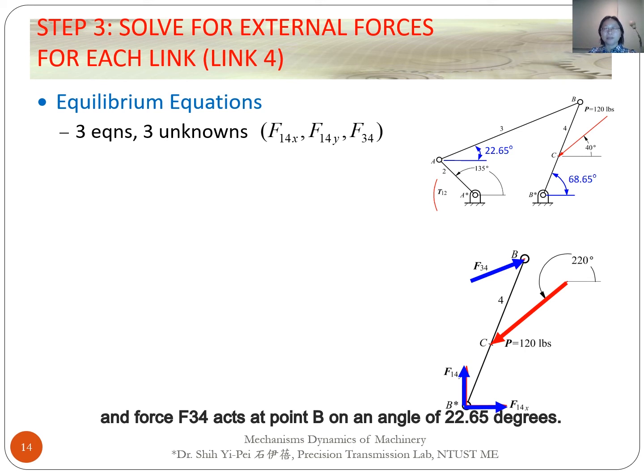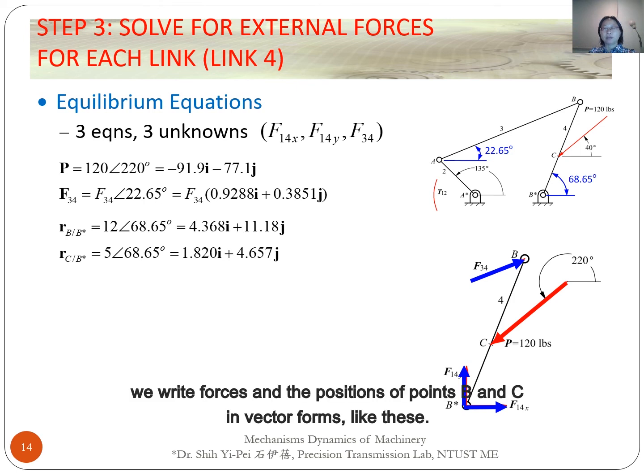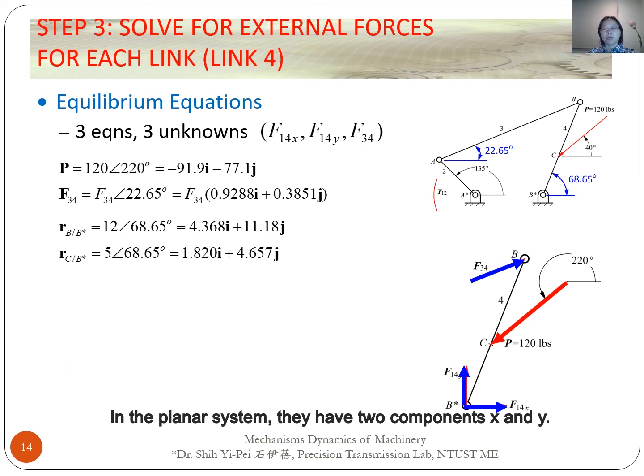22.65 degrees. RB and RC are the positions of points B and C relative to point B star. Their directions are at an angle of 68.65 degrees, and the magnitudes are 12 and 5 inches, respectively. We write the forces and the positions of points B and C in vector form, like this. In a planar system, they have 2 components, X and Y.